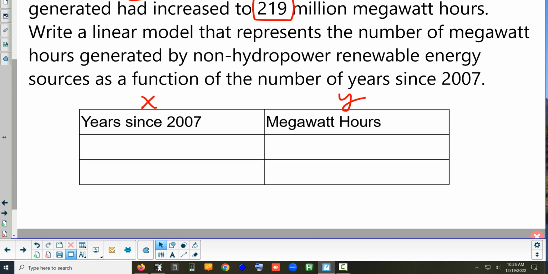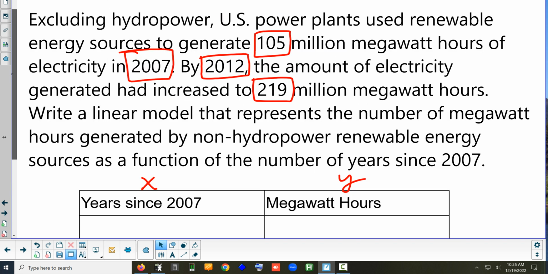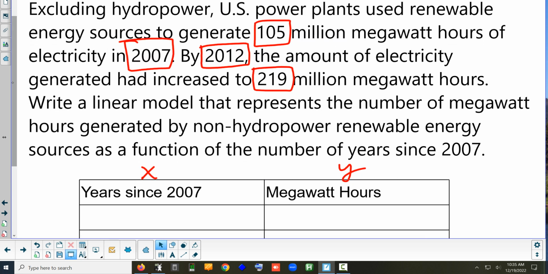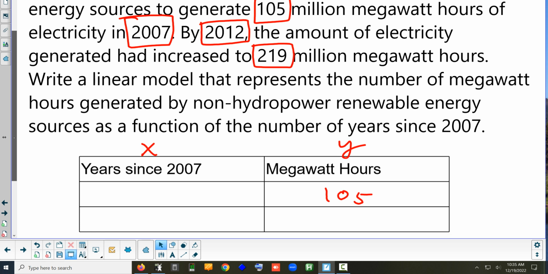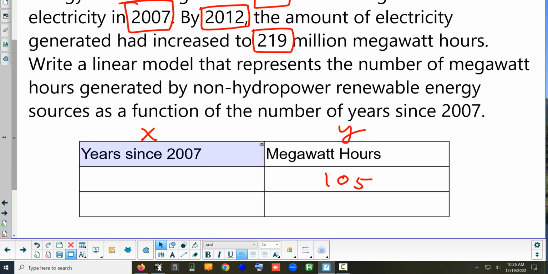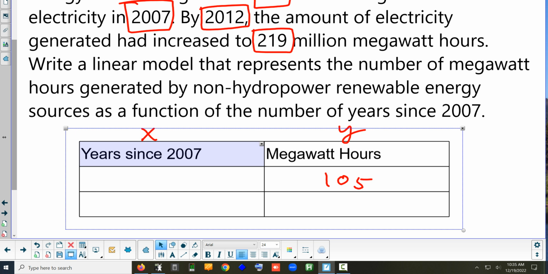So they give you a table, and do you guys have the table printed on your guided notes? Okay. We're going to write down 4 numbers. X is going to be the first column, Y is going to be the second. In 2007, how much energy did they make? What does it say? 105 million. And that was in what year? That was in 2007. So how many years since 2007 is 2007? Zero.